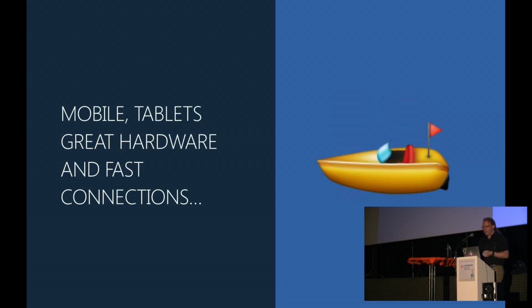So why does it happen? Why do we do these kinds of things, and why do we keep running into the same mistake of overburdening the user with our designs? Because we love it and we want them to see it. Well, mobile, tablets, and great hardware and fast connections is what we have. As I said before, because I'm not rehearsing my slides, we have massive computers, we have great connectivity. For us, it's never a problem.